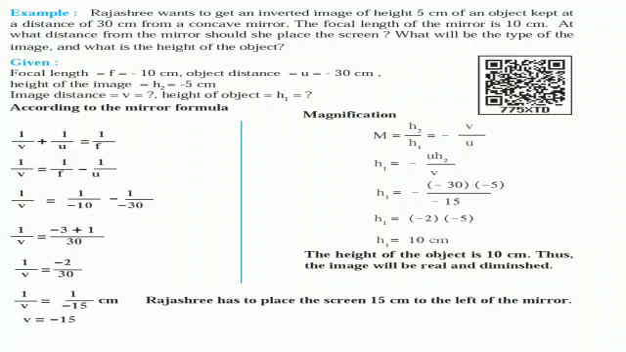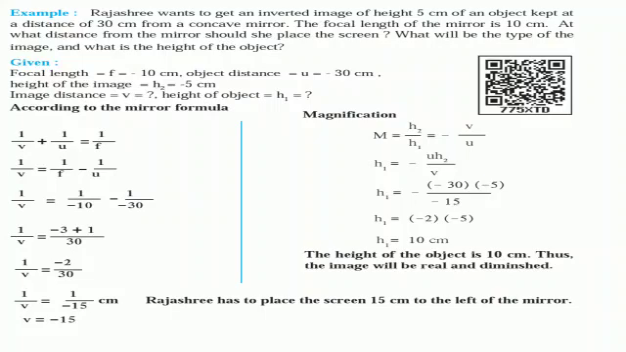At what distance from the mirror should she place the screen? What will be the type of the image and what is the height of the object? So, three things you have to find out: the type of image, height of the object, and at what distance from the mirror should she place the screen. So, let us start. Which things are given here?